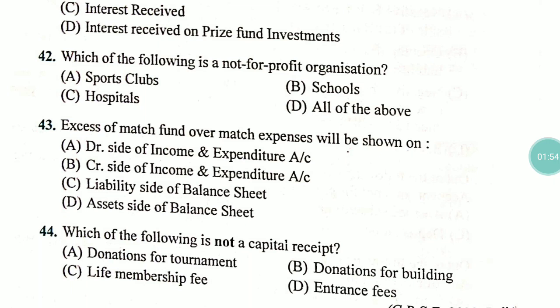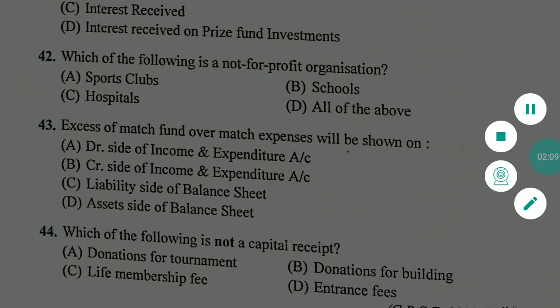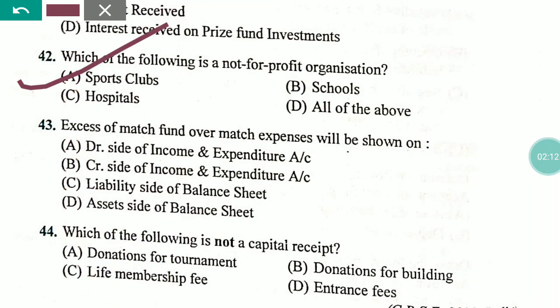Which of the following is a not for profit organization? The options are sport club, school, hospital. So the question is, है कि नॉट फॉर प्रॉफिट ऑर्गेनाइजेशन कौन है? तो हॉस्पिटल है. तो इनमें से कौन सा होना चाहिए नॉट फॉर प्रॉफिट ऑर्गेनाइजेशन? तो आपको मैं बता दूं, all are not for profit organizations.